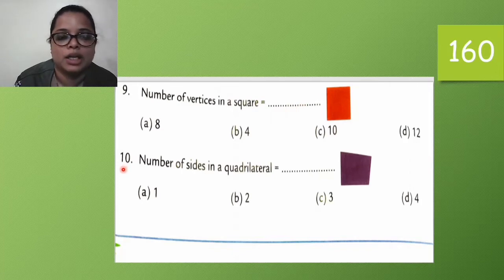Number 10. Number of sides in a quadrilateral is equal to dash. A 1, B 2, C 3, D 4. Yes, 4 sides. So the answer is D 4. So you just put on the blank here, write number 4.